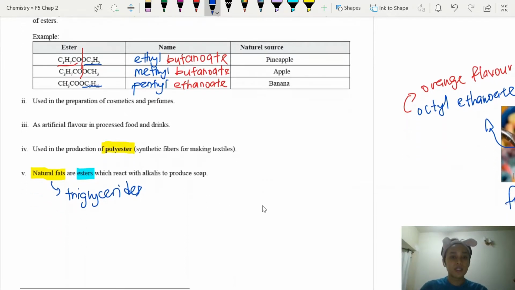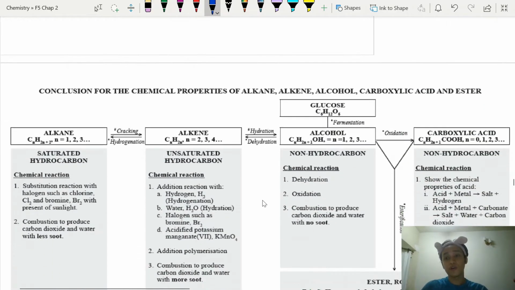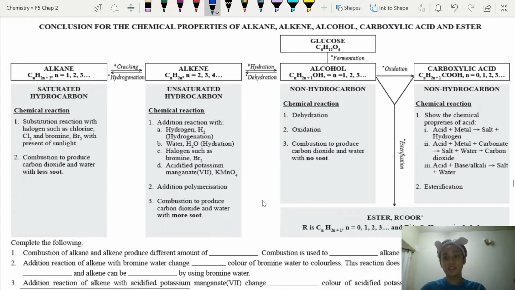So technically that is it for your esters. This is the whole picture, or the main idea, of this chapter, your carbon compounds. You need to know how to convert from one carbon compound to another. If you start from alkene, you need to know how to convert it into alcohol, then from the alcohol into the acid, and then into an ester. You must know the whole story from start to finish.